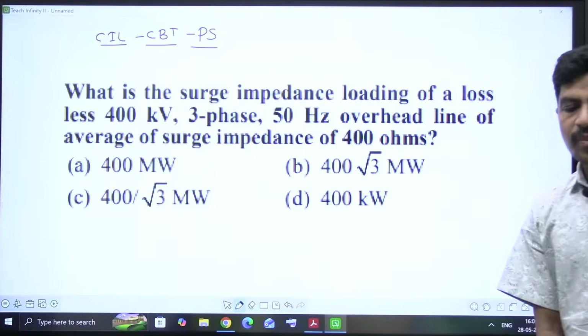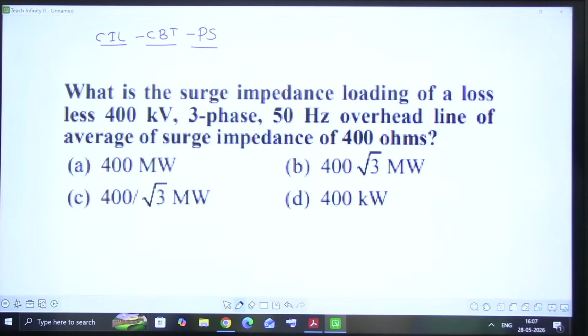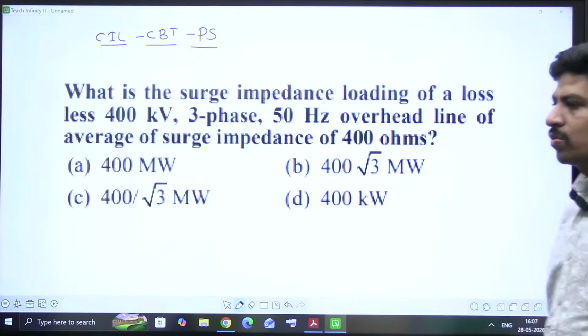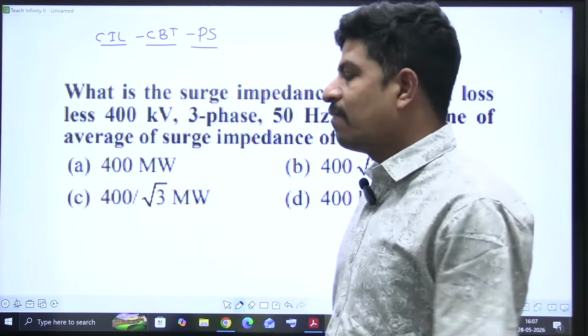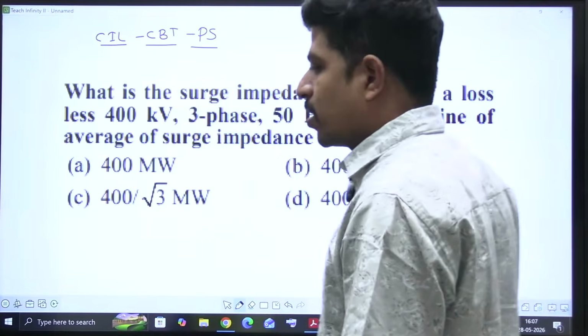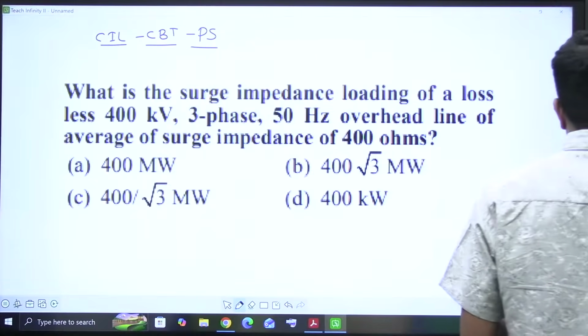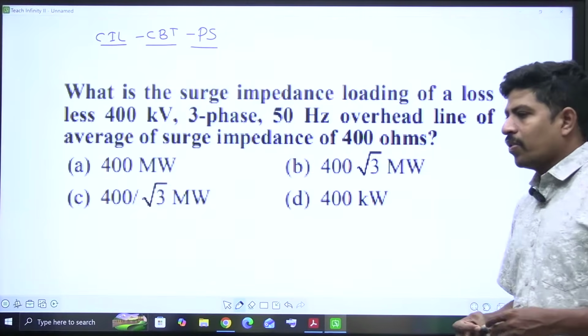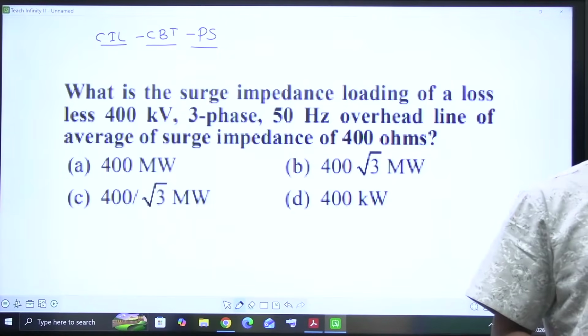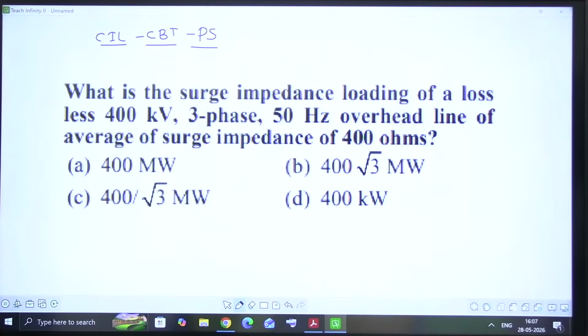Day before yesterday, on Tuesday, I remember we did network analysis, right? Some 30 plus questions we solved on network analysis. Same way for power system also we are going to do. Do remember one thing, class is for learning, not for mugging. Learning is very important in class, right? Now let's read the first question.